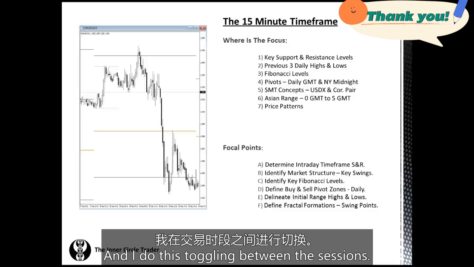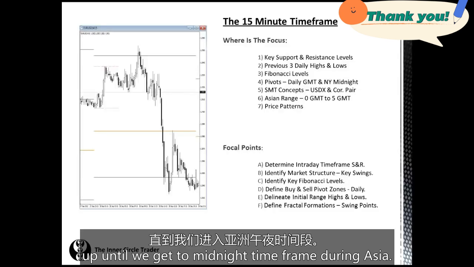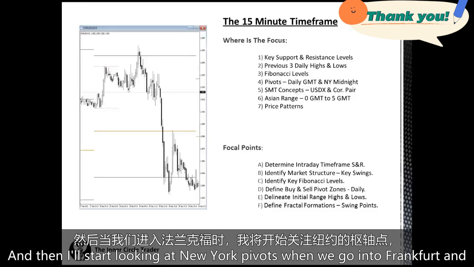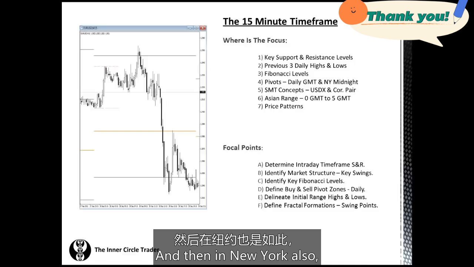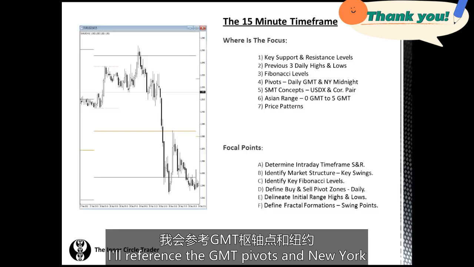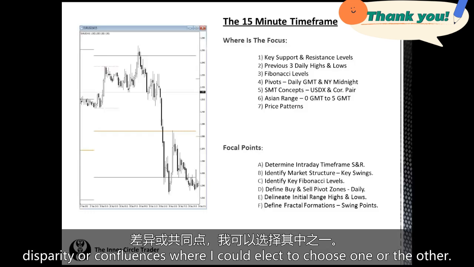And I do this toggling between the sessions. In other words, I'll be looking at GMT up until we get to midnight time frame during Asia, and then I'll start looking at New York pivots when we go into Frankfurt and London, and look for some confluences, but still referencing the previous GMT pivots as well. And then in New York also, I'll reference the GMT pivots and New York also to see if there's any disparity or confluences where I could elect to choose one or the other.